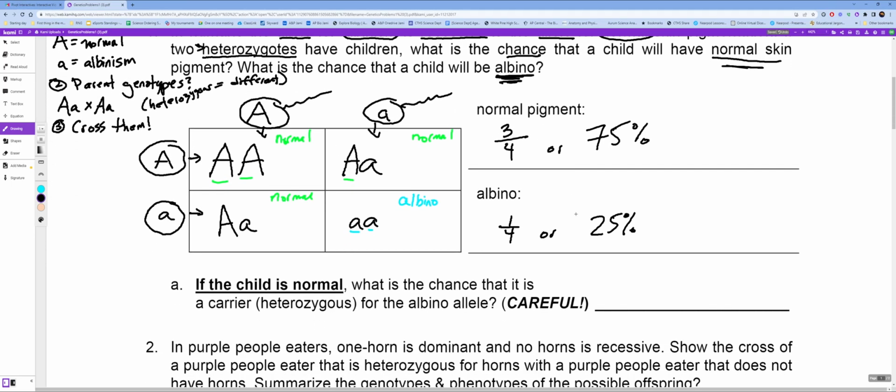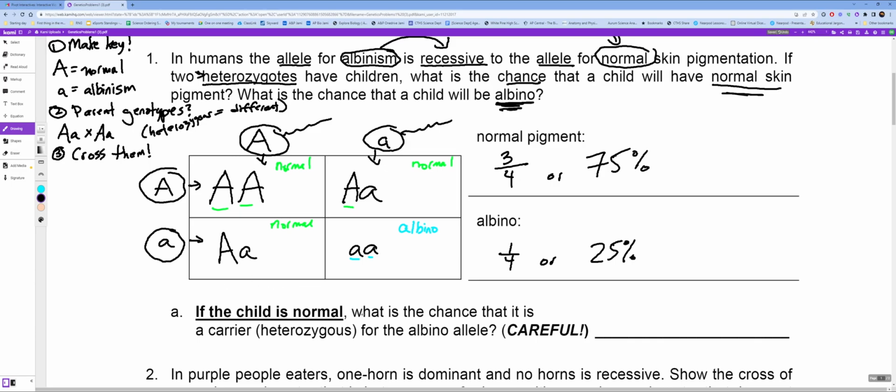Okay, let me scroll down just a little bit here. So we've got another question here. If the child is normal, this is the key phrase right here. So we're assuming the child is normal, what is the chance that it is a carrier or heterozygous? A carrier is a heterozygous individual, somebody who doesn't show the trait, but they carry the allele for the trait. So, a carrier for the albino allele. If it says the child is normal, that means we're looking at these three. I'll put them in red. Here's a normal, put some stars next to the normal ones.